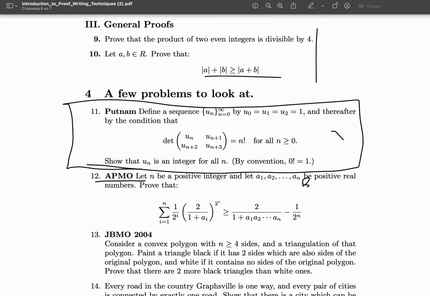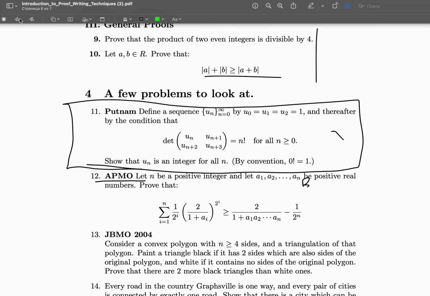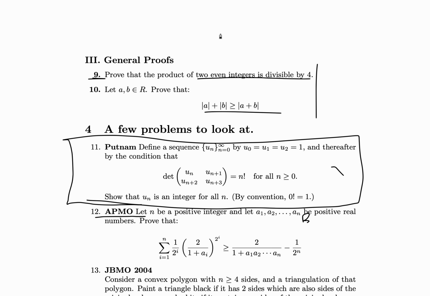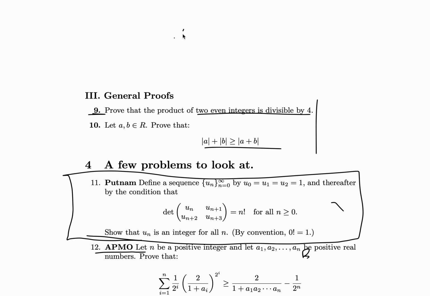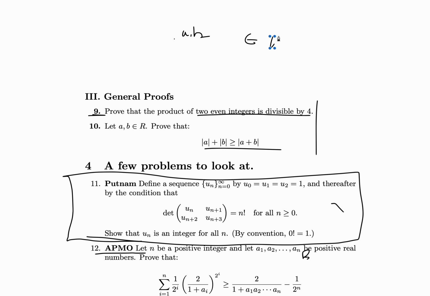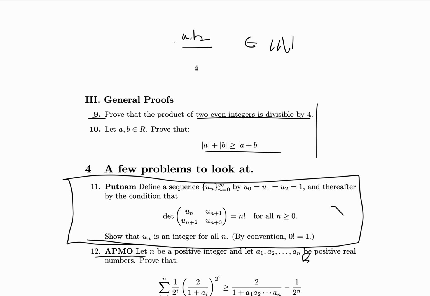Okay. Let's prove number 9: the product of two even integers is divisible by 4. Well, this is easily proven since, say for positive integers a and b in the set of natural numbers, the even numbers are of the form 2a and 2b, and if you multiply them together, this gives us 4ab, which is congruent to 0 mod 4.